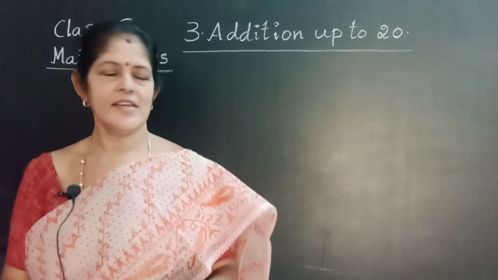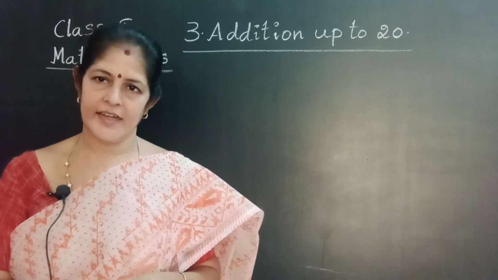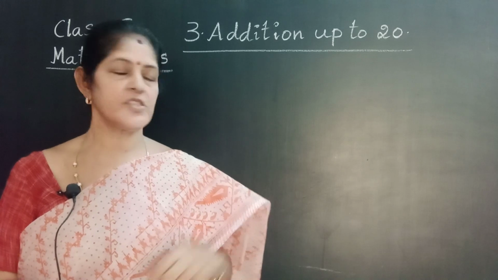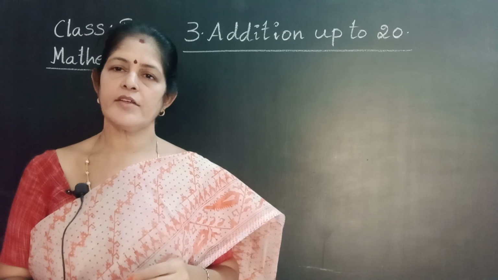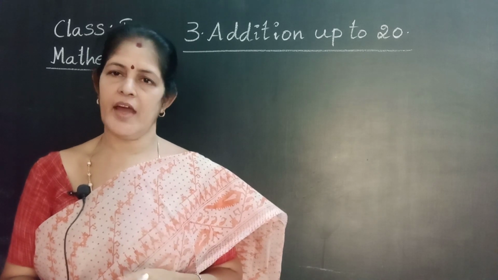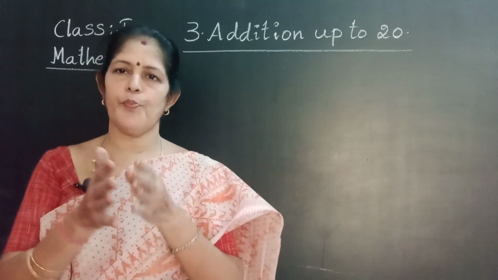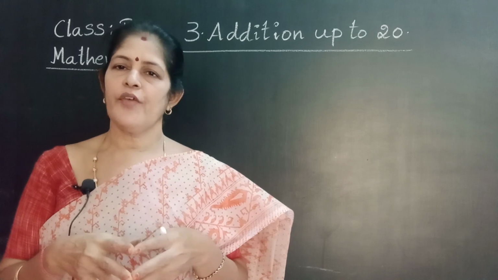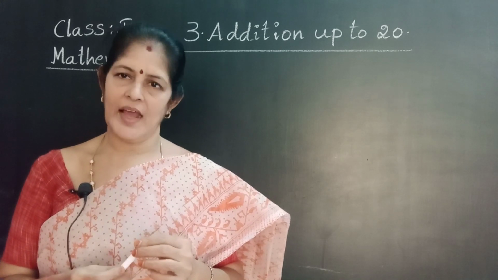Welcome to maths class. Continuation of chapter 3, addition up to 20. In this chapter you already learnt some concepts. Addition means we are putting together two numbers or more than two numbers. After adding the given numbers, we get a new number. That new number is called total.